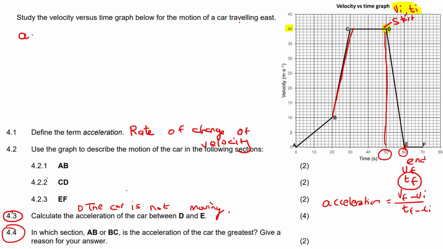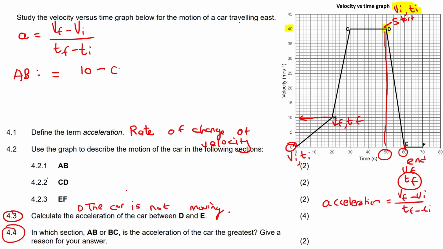So once again, we know that acceleration is this, right? So if we look at section AB, so from here to here, then this is your final, and this part here is your initial. So if we had to work this out, your final velocity is 10. What is your initial velocity? Well, that's this one, so that would be 0. Then your final time is 20. And your initial time is 0. And so if you had to work this out, you would end up with 0.5 meters per second squared.